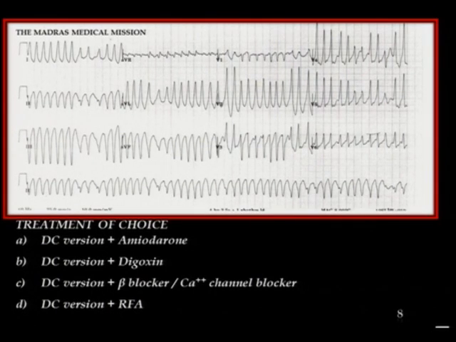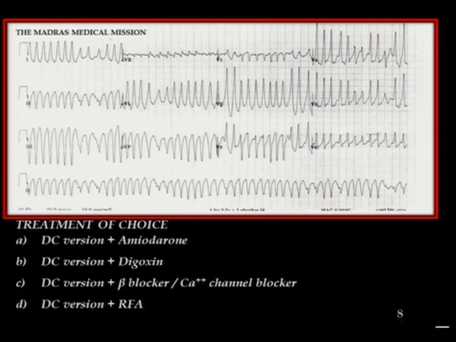I believe this is one of the easy ECGs, which is showing you a very fast ventricular rate in the form of fast, broad and irregular QRS complexes. So the diagnosis, I'm sure everybody is in agreement, is an atrial fibrillation in the presence of an accessory pathway, which is also called pre-excited atrial fibrillation. The point here is not the diagnosis, which is so obvious. The question is, what is the best therapy? DC version, amiodarone; DC version, digoxin; DC version, beta blocker or a calcium channel blocker; DC version and RFA.